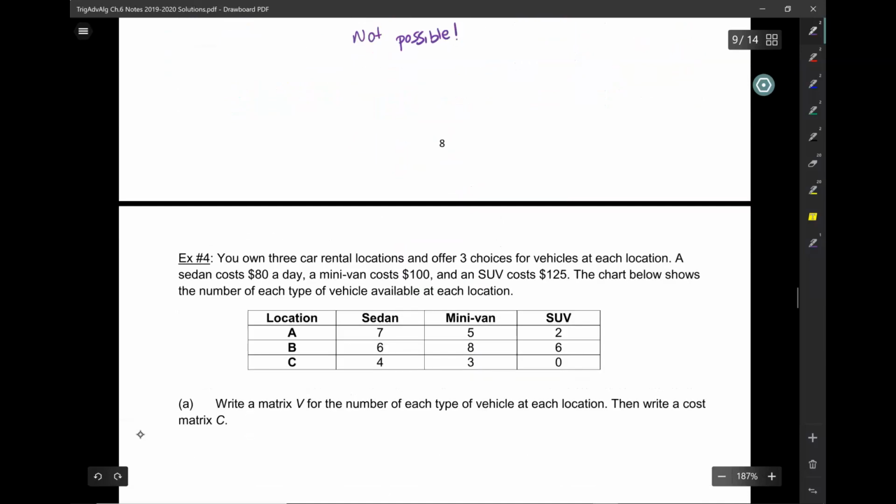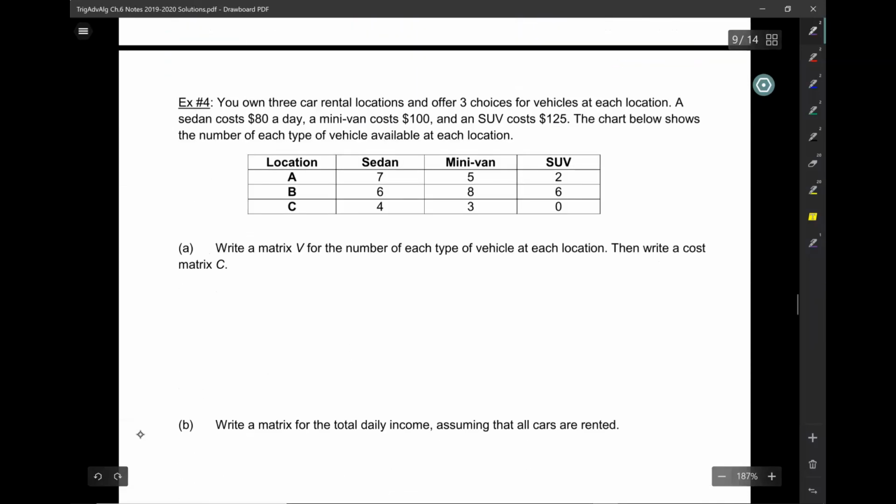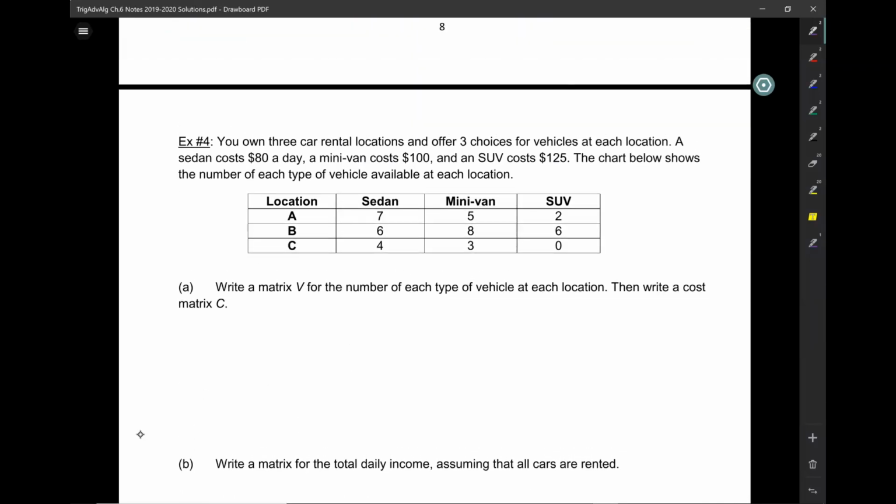Okay, moving right along. All right, another one of our real life examples here. You own 3 car rental locations and offer 3 choices for vehicles at each location.